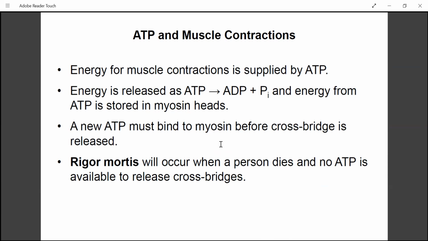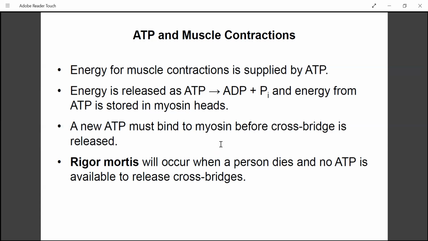So for muscles to contract, we need energy. And just like our other cellular processes, this is going to come in the form of ATP. Energy is released when ATP releases one of its phosphate groups. When you break that bond, energy is released. So ATP turns to ADP plus its extra phosphate group, and that is going to release energy that is stored in our myosin head. In order for our bond, or cross bridge, between the myosin and actin to release, a new ATP has to bind onto the myosin head.